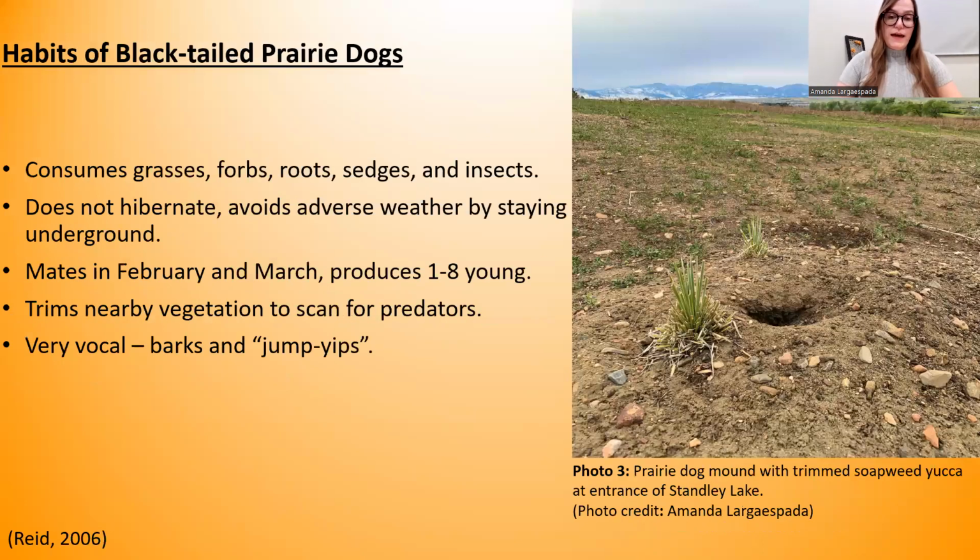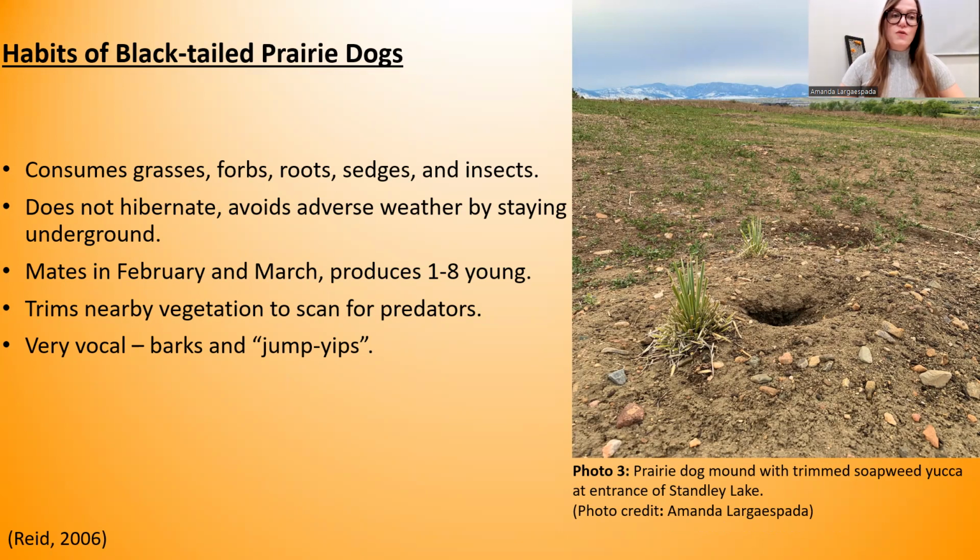All right, and here we have an example in the picture of a prairie dog mound and what it typically looks like. And this is a photo that I took in Colorado at my study site. And as you can see, some of the vegetation, which is soapweed yucca, has been trimmed down. And basically, that's what they like to do. They like to trim down the vegetation, which helps them to keep a lookout for predators.